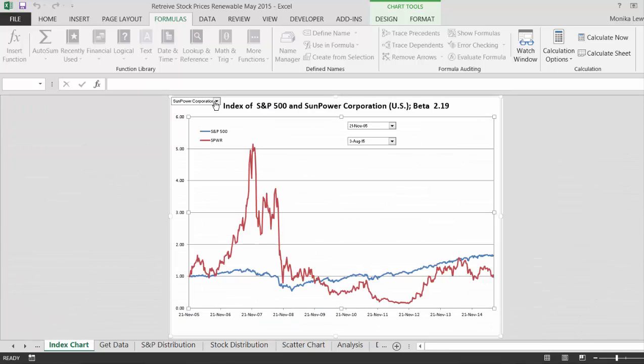Here's SunPower. Beta 2.19. Why is this beta twice as much as the others? Maybe because this is an enormous decline when the stock market declined. So that's what the beta's measured. Whether that has anything to do with the future or not is, of course, the problem.